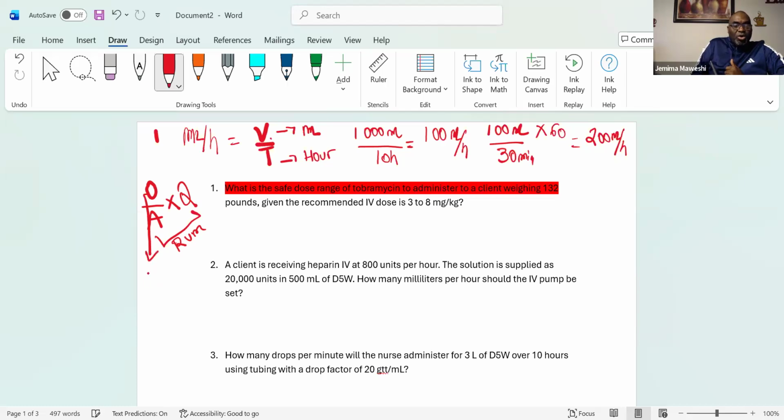Now, your order has to be in one of these shapes: gram per hour, milligram per hour, microgram per hour, unit per hour, and mEq per hour. So your order has to be in one of these shapes. If it's not, it will be your responsibility to convert it.